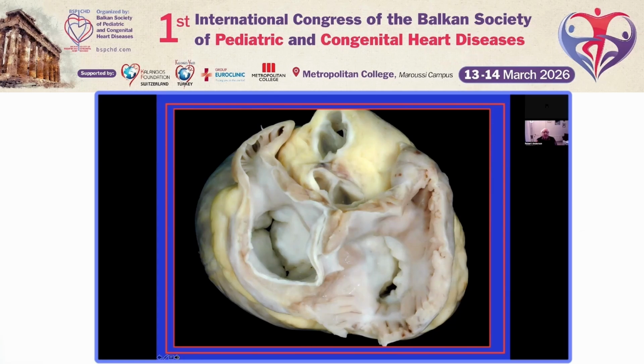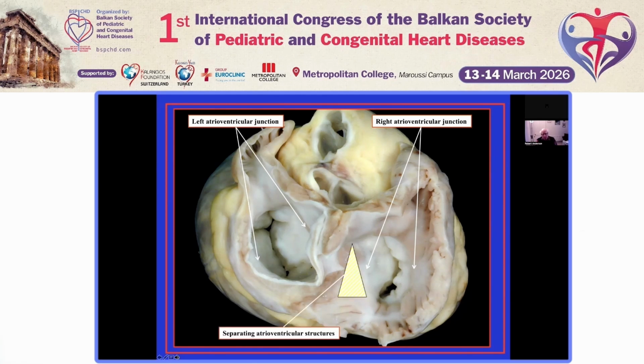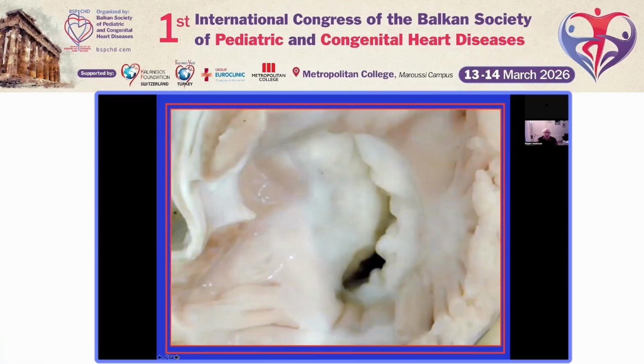And here we're looking down on the junction from above, having removed the walls of the atrial chambers. So there you see the right junction, and we can now compare it with the left junction. And we can note that the two are separated by the atrioventricular structures. But now we're thinking about the tricuspid valve. So let's concentrate on the right atrioventricular junction. And immediately now you will see why I call it a D-shaped junction.